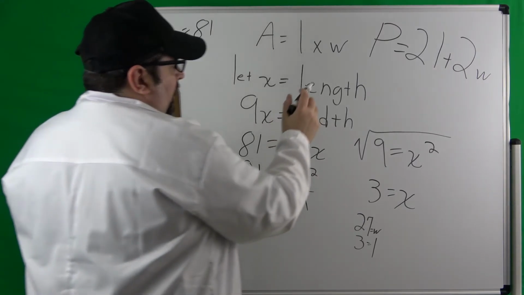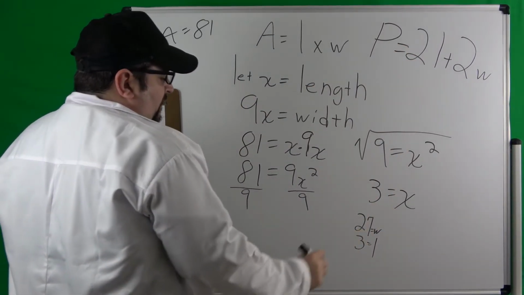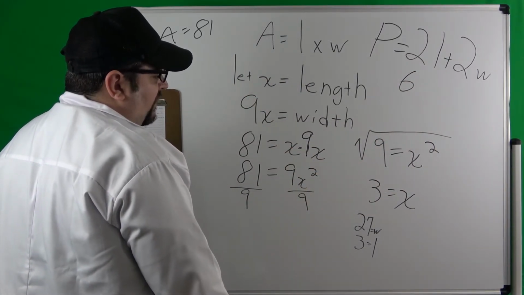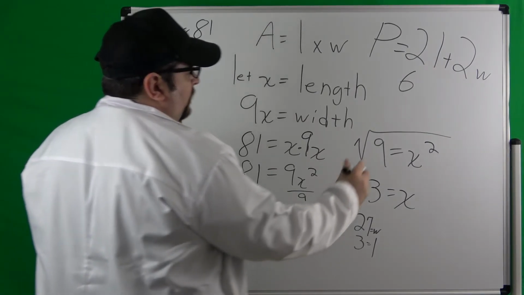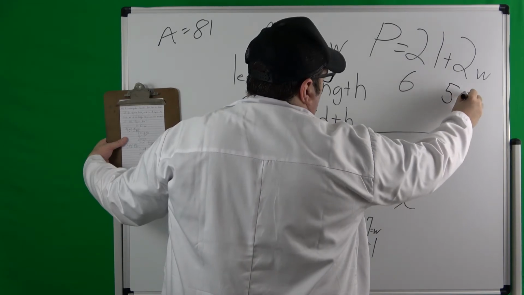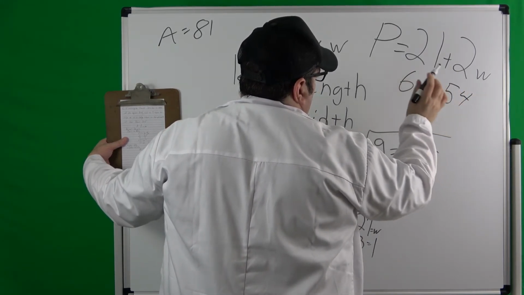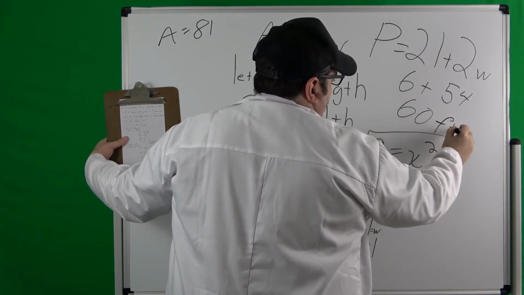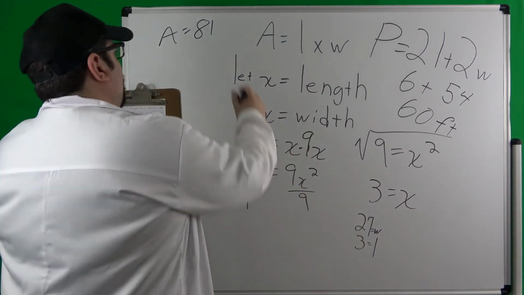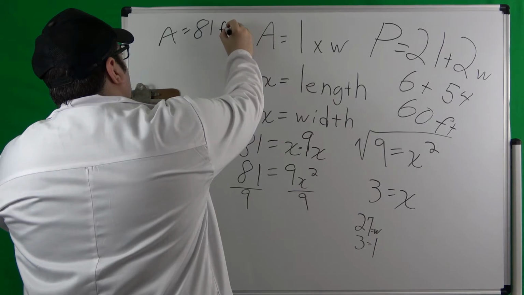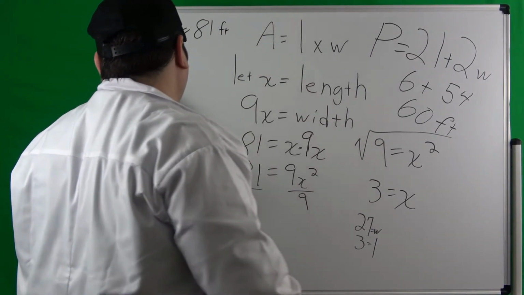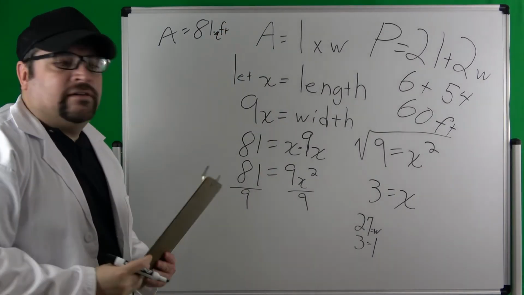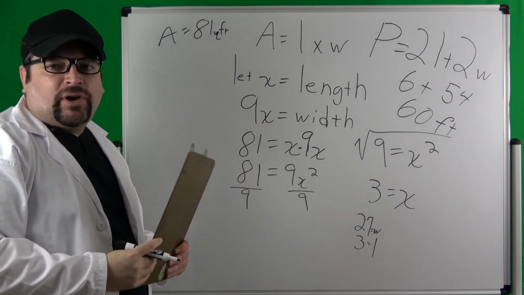Well, 2 times the length is 3, so we got 6. And our width is 27. What's 2 times 27? Well, that would be 54. 54 plus 6 would be 60 feet, because perimeter will just be in feet, whereas area would be in square feet. And there we go. All right, you don't be so scared of these word problems. They're not so bad.